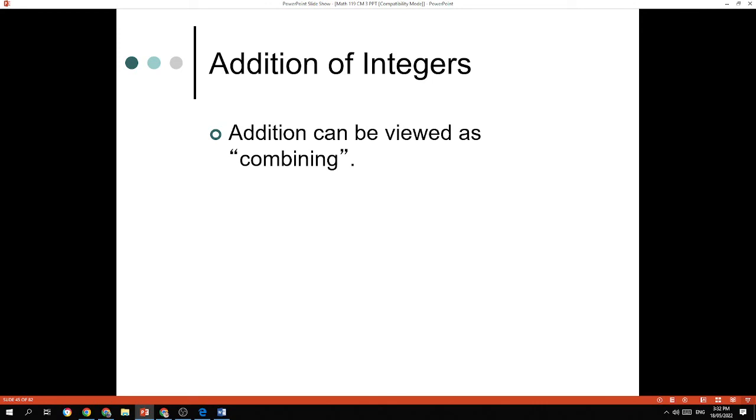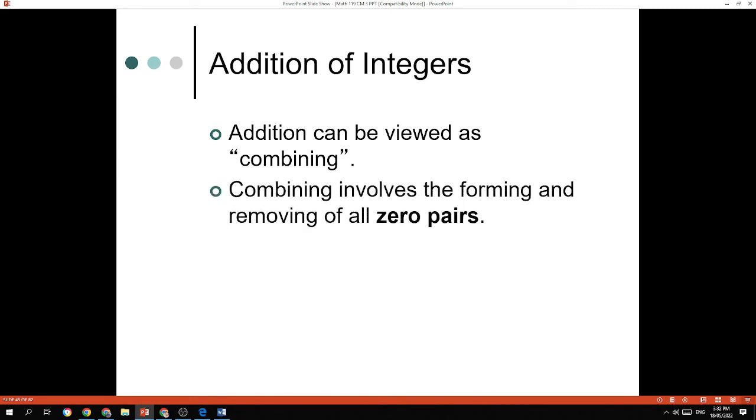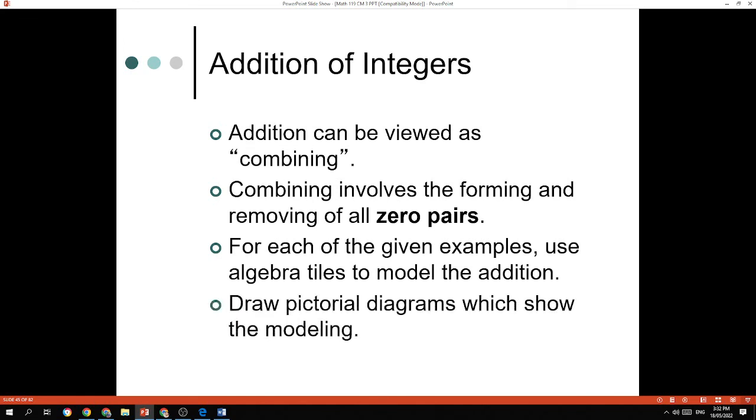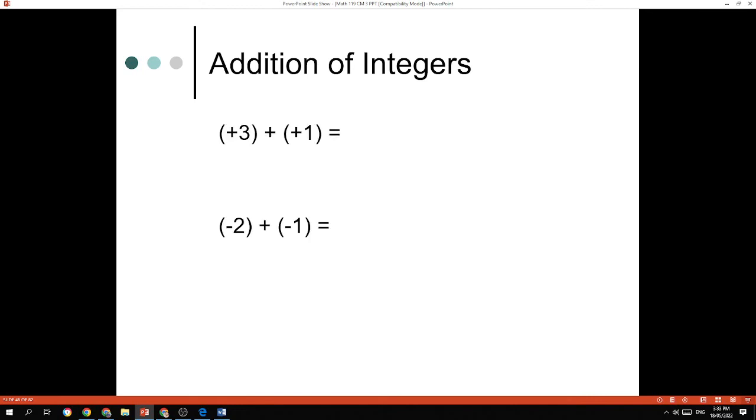So, addition of integers. Addition can be viewed as combining. Combining involves the forming and removing of all zero pairs. For each of the given examples, use algebra tiles to model the addition process, and then draw pictorial diagrams which show the modeling. So we have here an example. We had this one last time, but I used colored counters. This time I'll be using algebra tiles.